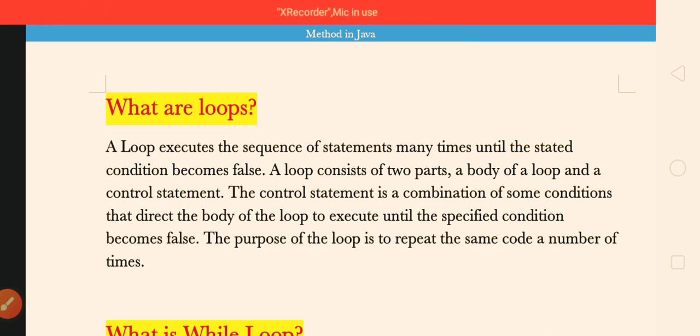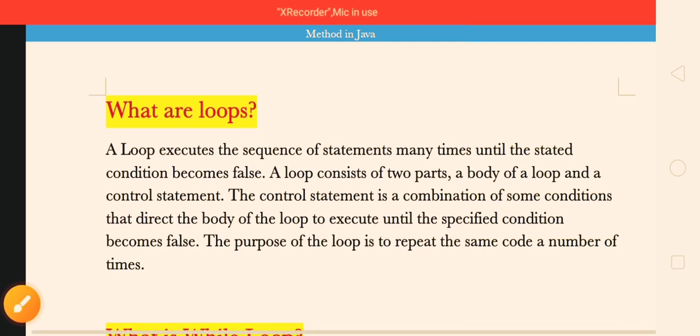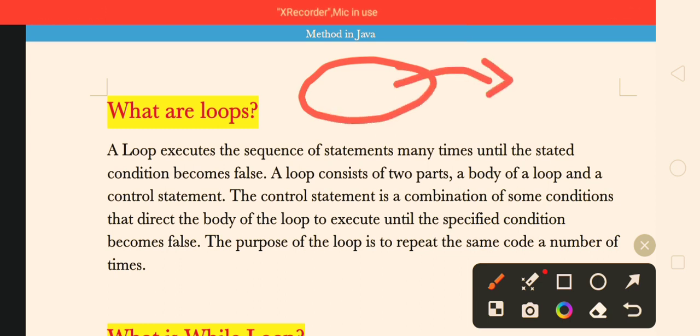A loop consists of two parts: a body of the loop and the control statement. A control statement is a combination of some conditions that direct the body of the loop to execute until the specified condition becomes false. If the condition becomes false, then it will not execute. But till the condition is true, the body will be executed.